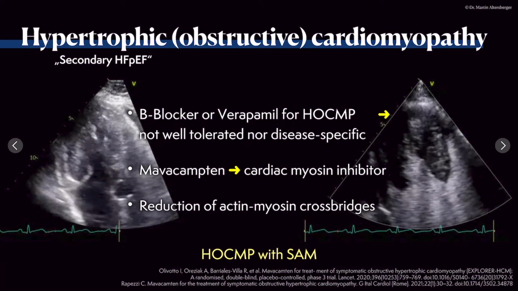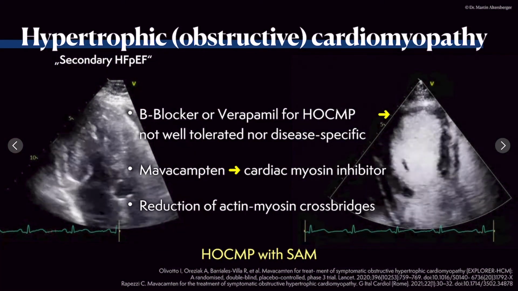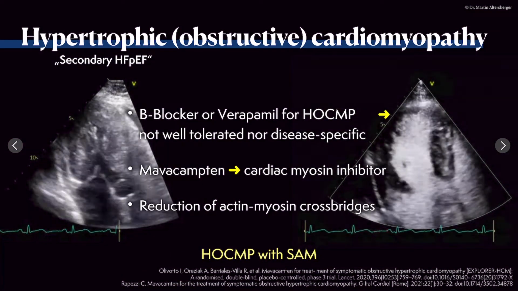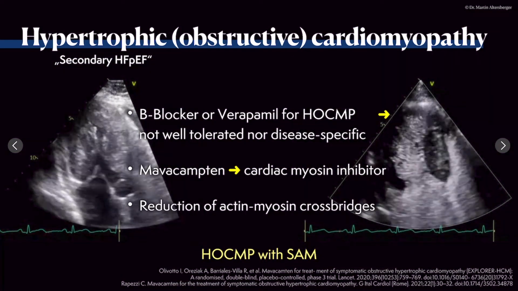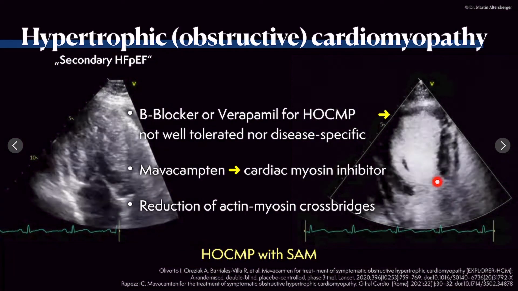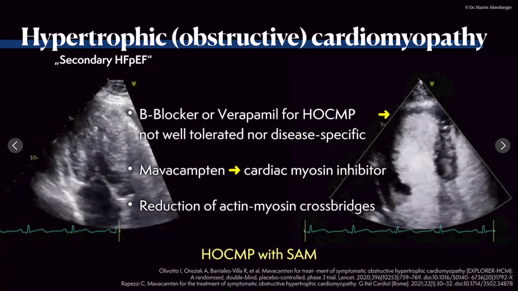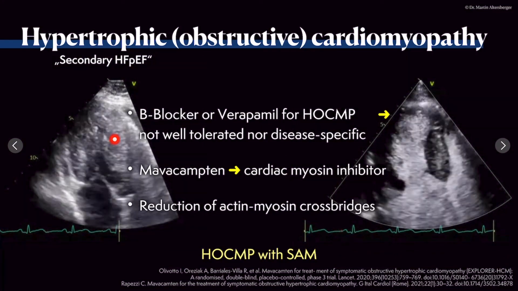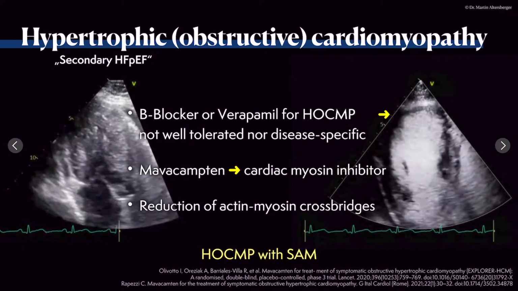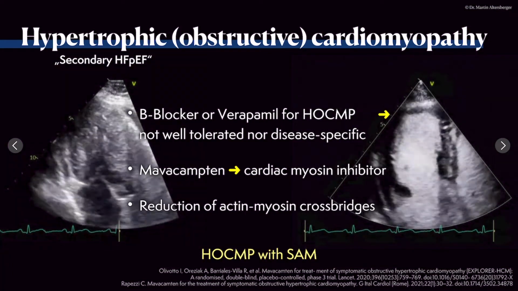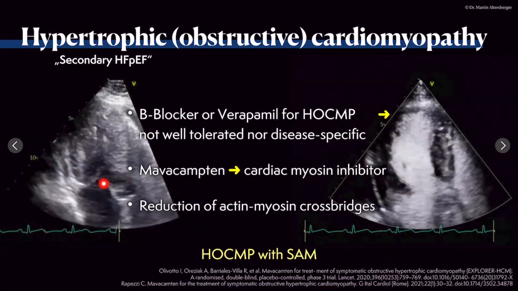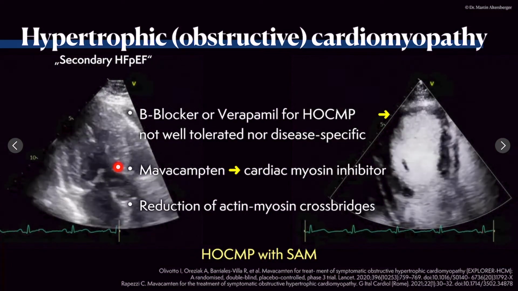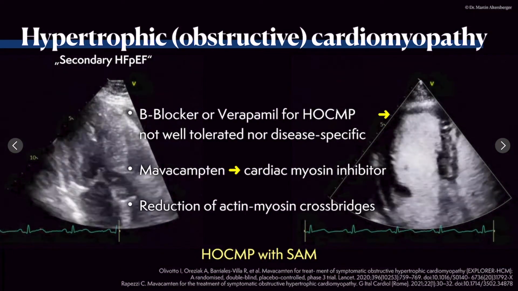What can we do? Well, so far we can give beta blockers or calcium antagonists, especially verapamil, for hypertrophic obstructive cardiomyopathy to reduce the gradient in the LVOT as we see it here. We also see it here quite nicely. This is a case of a hypertrophic obstructive cardiomyopathy. You see the thickening of the septum, the posterior and the anterior mitral valve leaflet. This is the aortic valve, and during systole, the anterior mitral valve leaflet is pulled towards the thickened interventricular septum. This is a so-called SAM phenomenon.